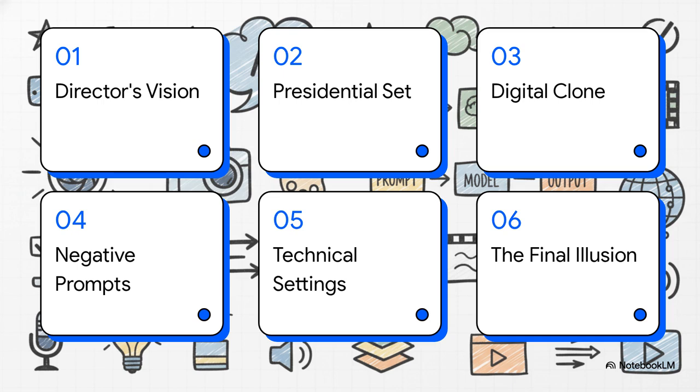Here's our game plan for today. We're going to look at the AI director's vision, crafting the presidential set, directing the digital clone, the safety net of negative prompts, technical generation settings, and finally, the final illusion. Let's get right into it.